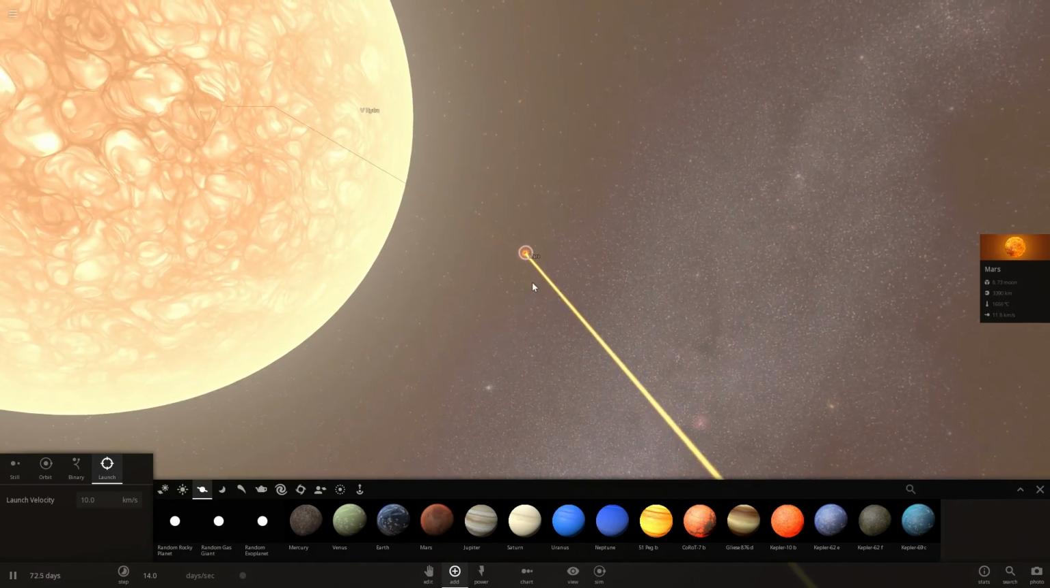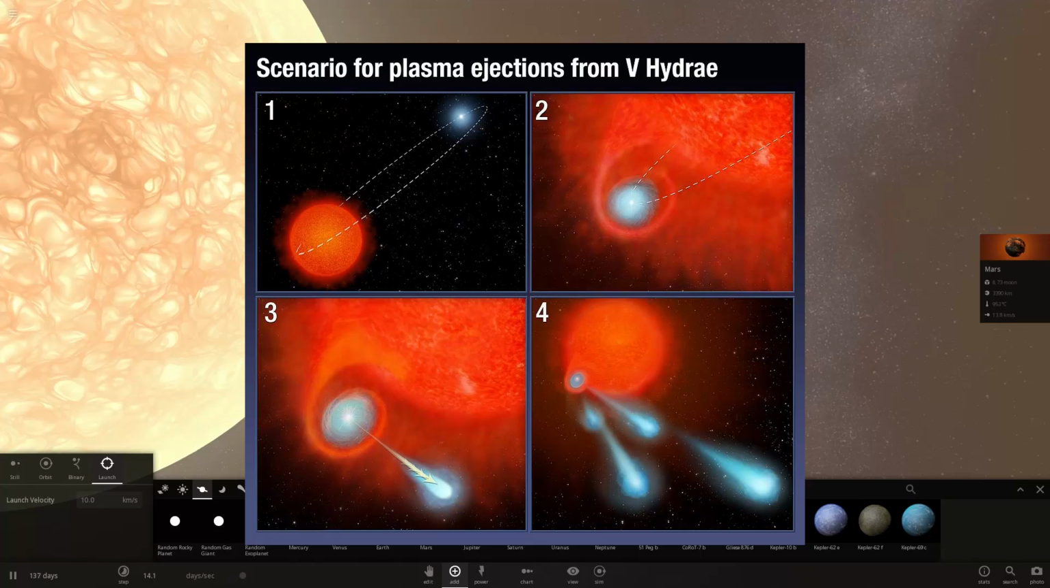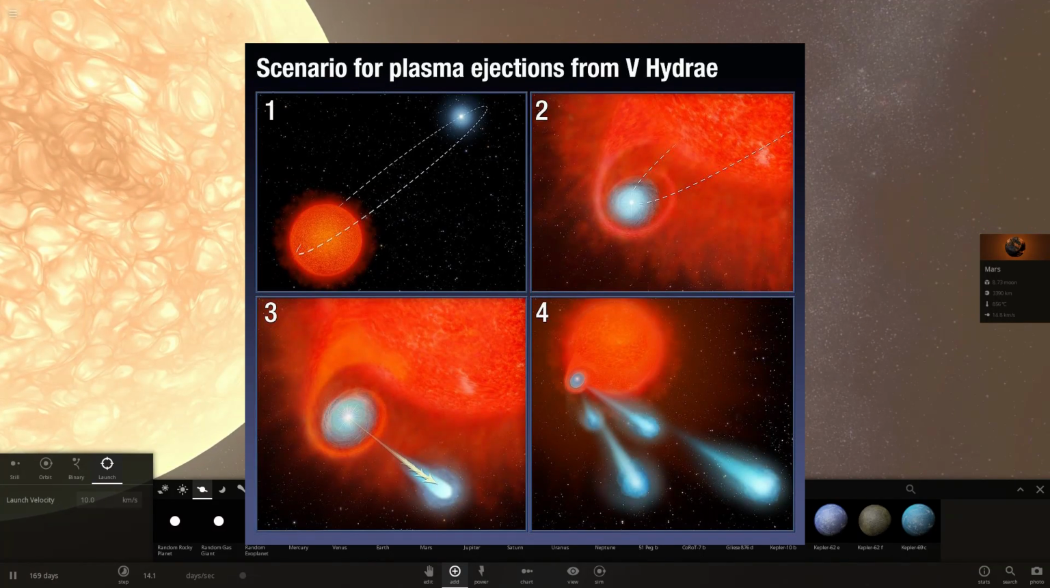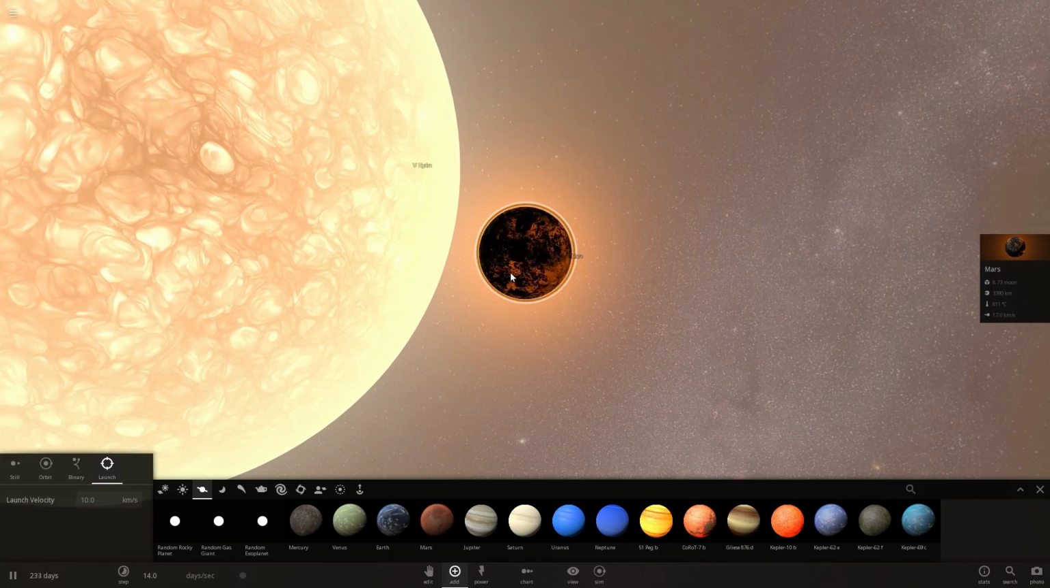Now, we don't really know why this happens, or at least we didn't know until very recently, when scientists finally realized what may actually be happening here. And I'm going to explain to you what's going on. So basically, this is what scientists have seen.